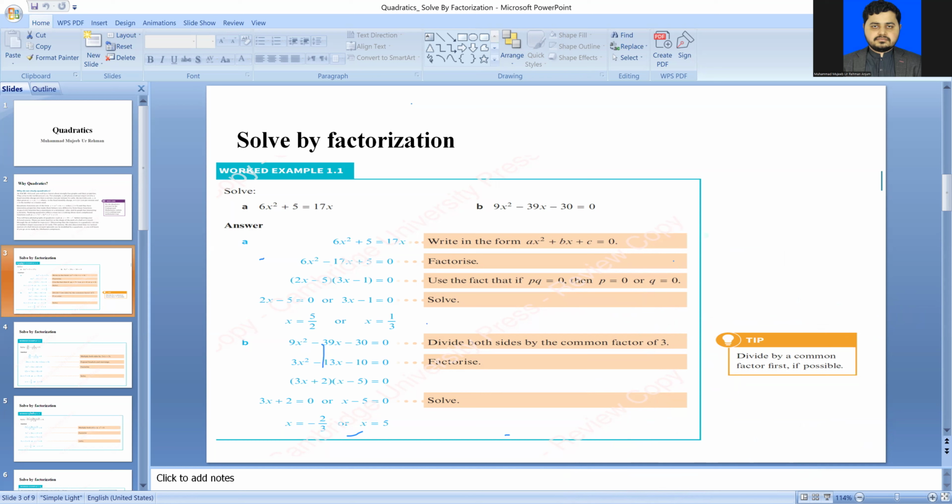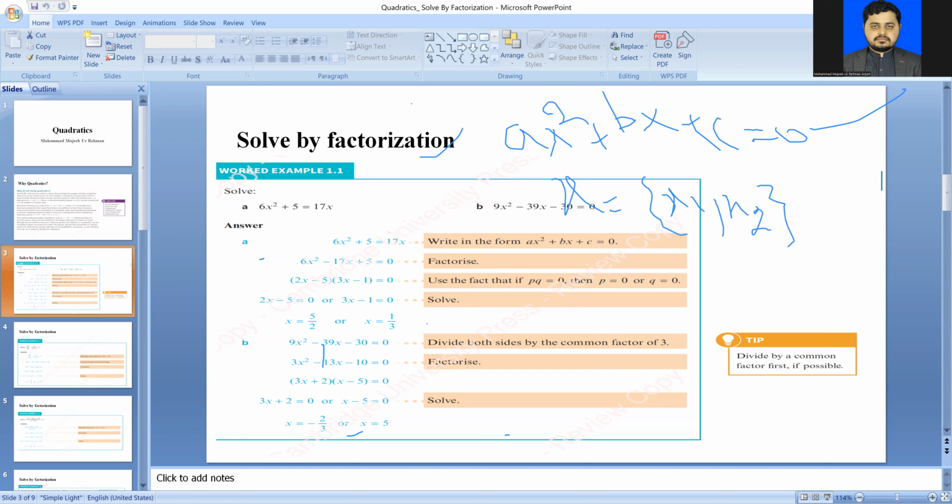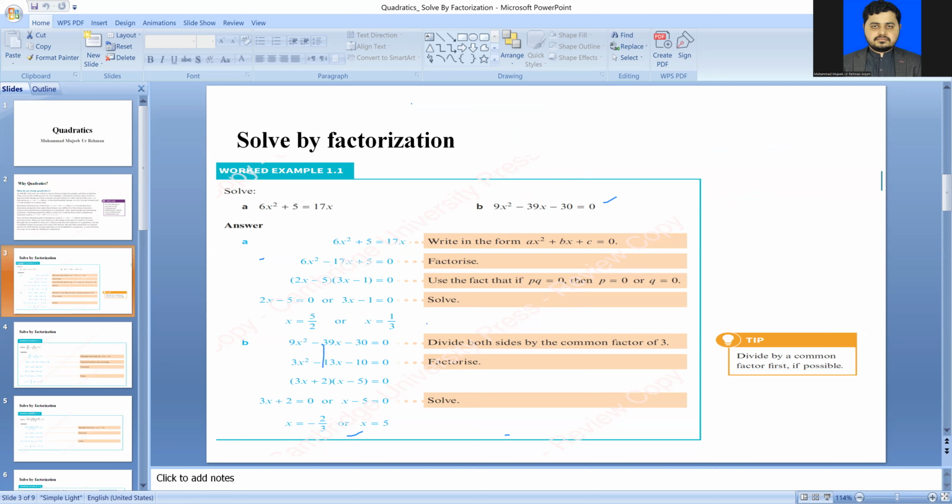As the degree here is 2, we will have two roots, two distinct roots here. And roots are such values of the variable which satisfy the quadratic function or quadratic equation.